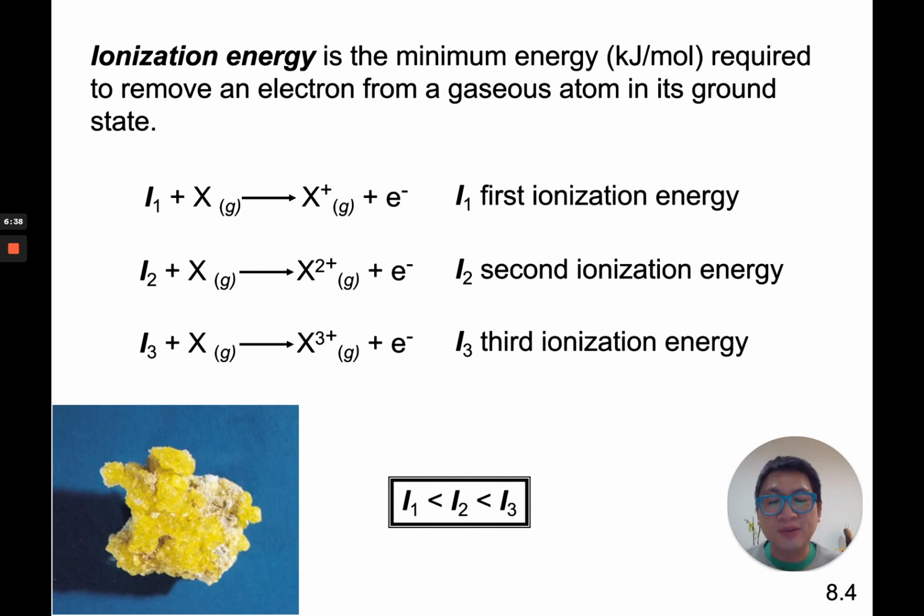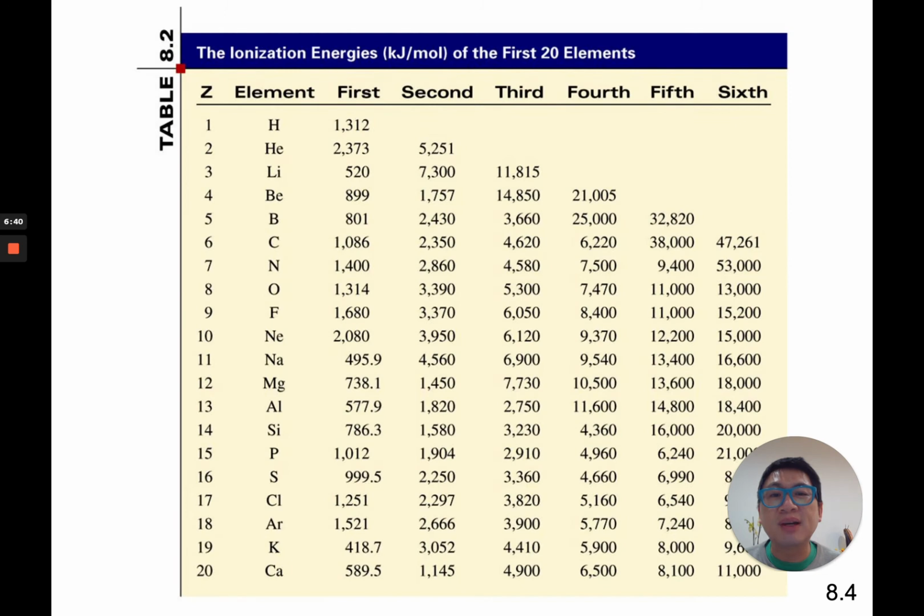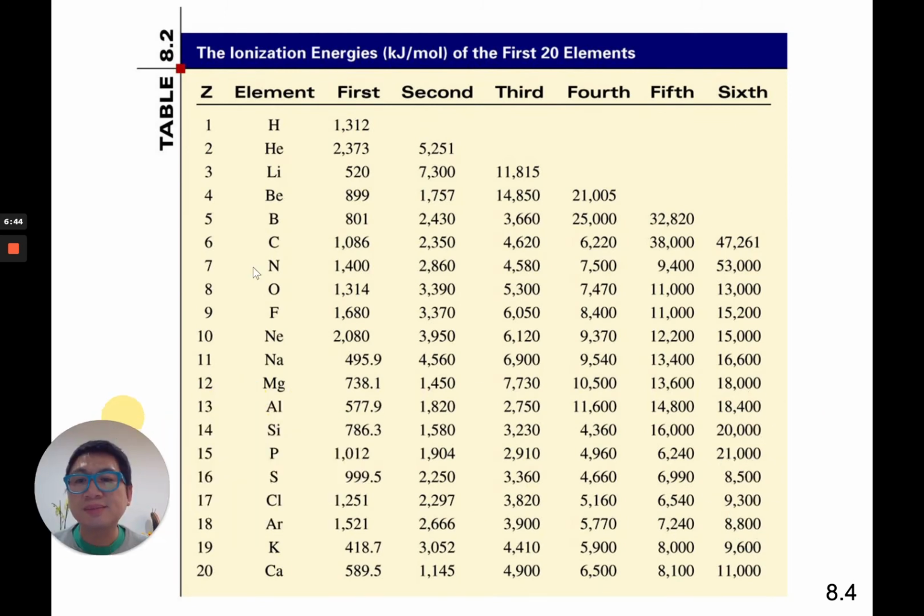There is a table for all this. These are not numbers you would ever memorize. Here they are. So hydrogen's first ionization, second, third, fourth. Notice for any element, second ionization energy is always greater than first, third is always greater than second, fourth is always greater than third, fifth is always greater than fourth, and so forth.